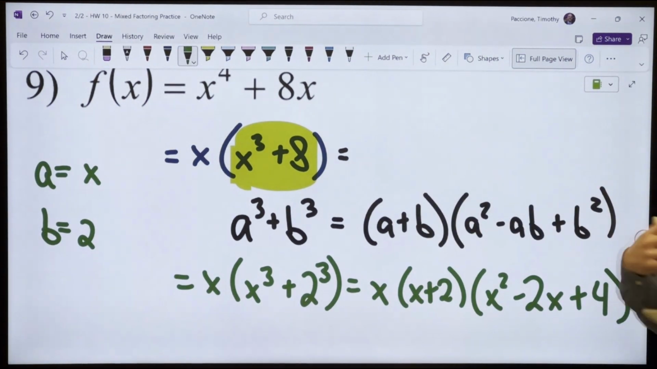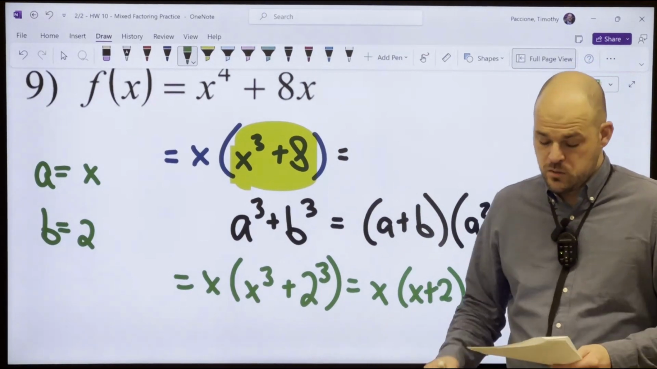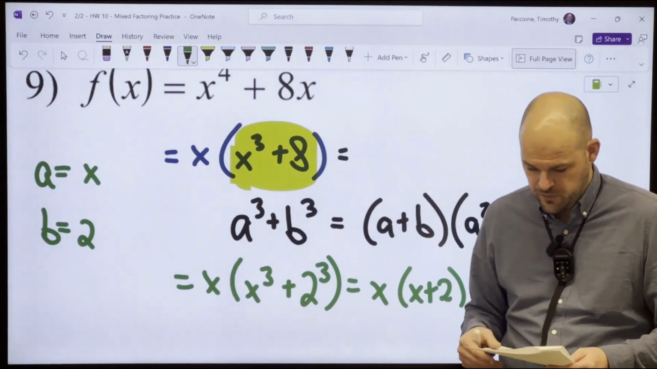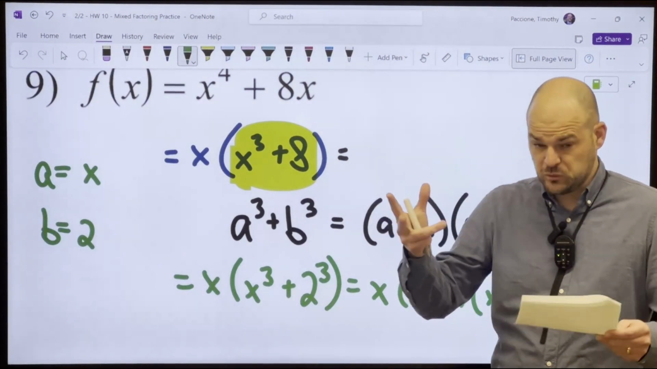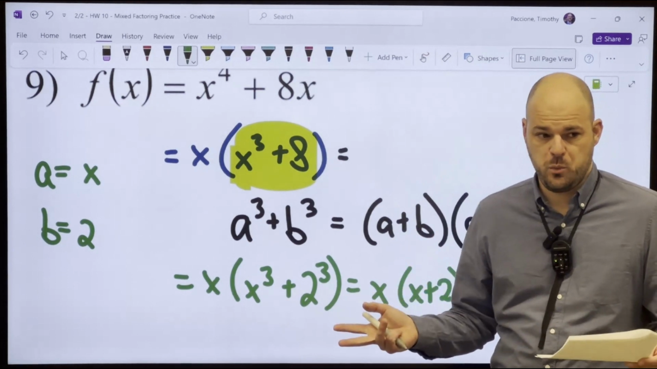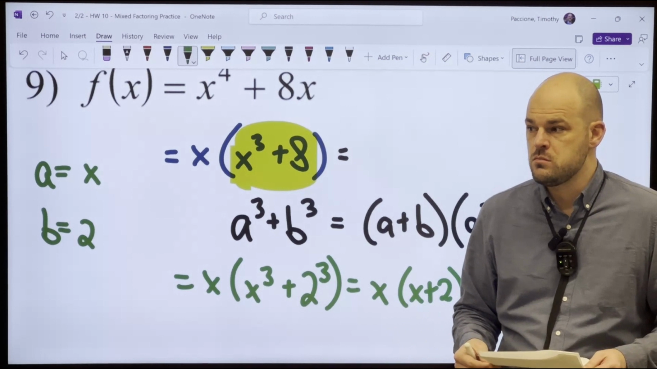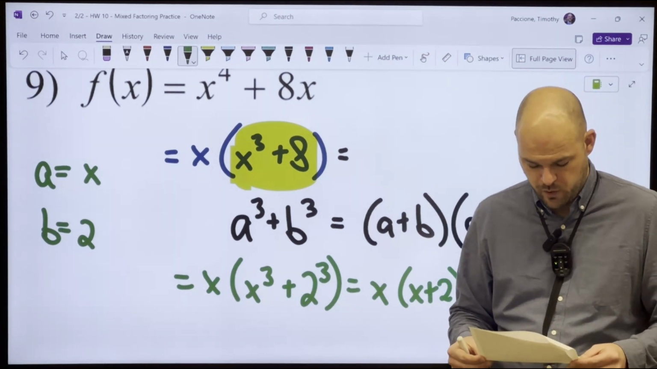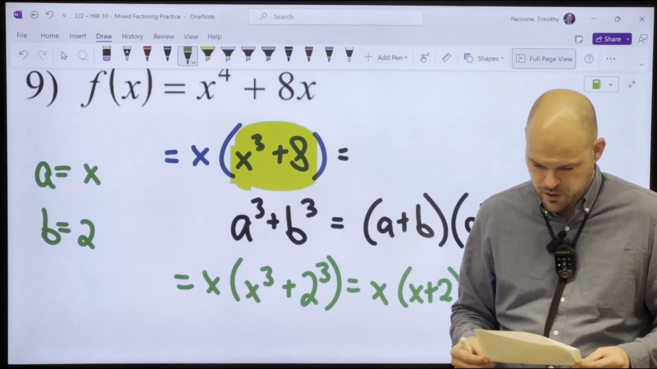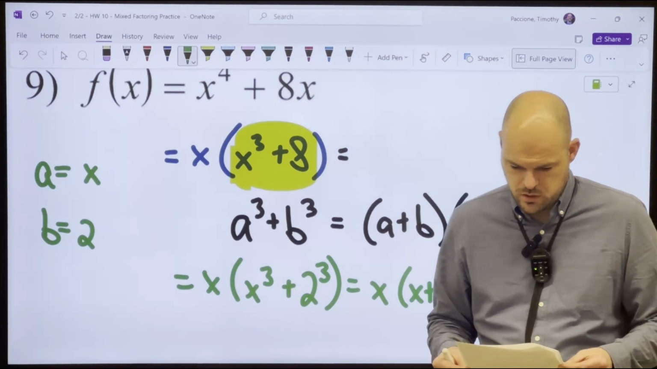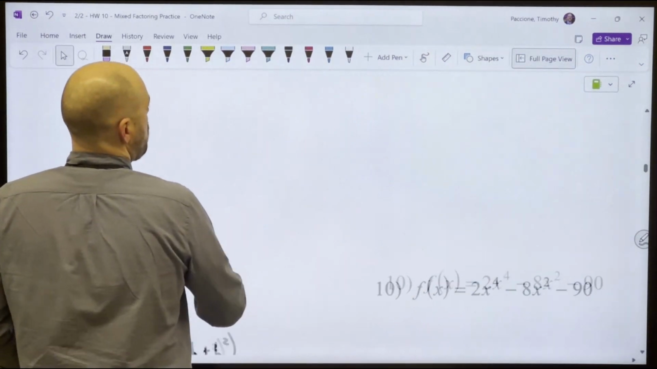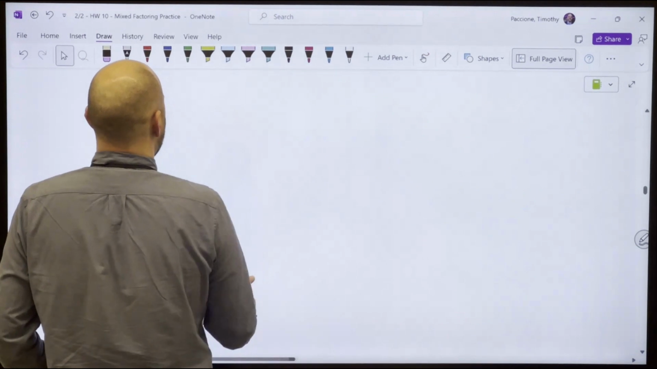All right, so that was a GCF and then a sum of cubes. So we've hit on a few different things. We haven't touched a grouping one yet. Does anybody have a grouping one they want to see, or just want to see a grouping one? Okay, let's go to number 6.